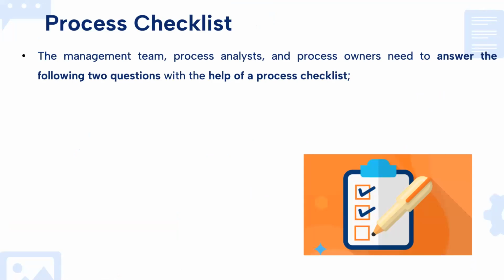Within an organization, we have management teams, we might have process analysts and process owners. Process owners are the people who own the particular process. It could be a particular supervisor, it could be a particular manager. These people should answer the following two questions with the help of a process checklist. So we use a process checklist to answer these two questions.